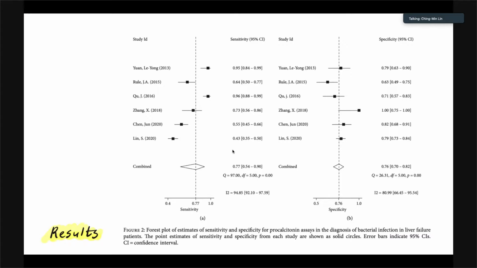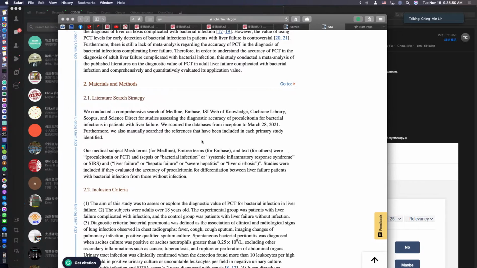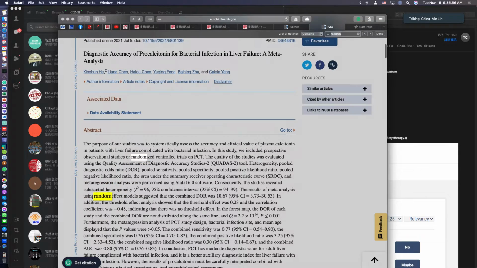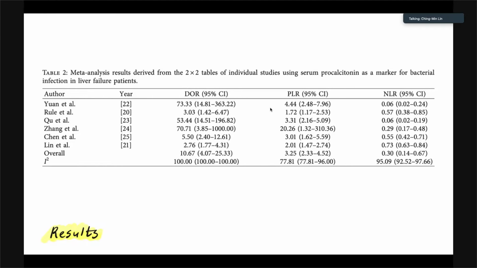And the pooled specificity is 0.76. Also, as we look at the p-values of both of them, which are 0, and the I-squared, which is about 94 and 80, we can see that there are significant differences and heterogeneities among these six studies in the sensitivity and specificity. Also, looking at the likelihood ratios, both positive and negative, and the diagnostic odds ratios of these 6 studies, there are still significant heterogeneities, presented as the I-squared.